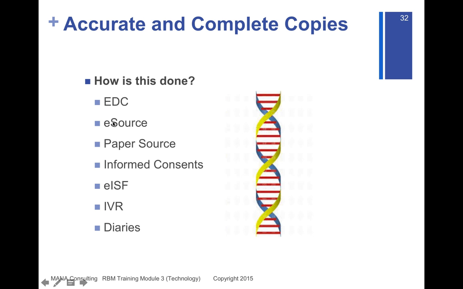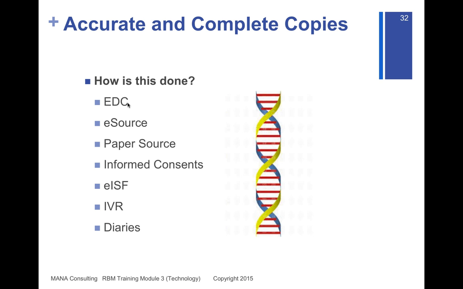So accurate and complete copies are a really important piece. So we talked about that as one of the controls. So how do we make adequate and complete copies of EDC? Do you know?